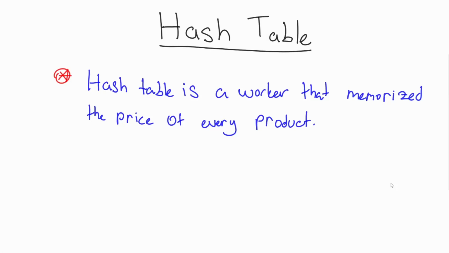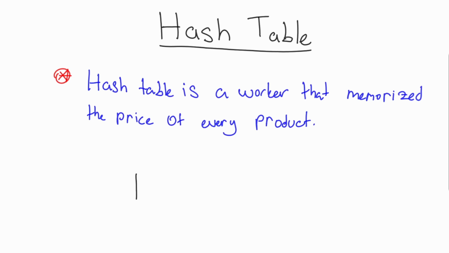Let's learn about hash tables. So you can think of a hash table as a worker that memorizes the price of every product. So you go to a grocery store and you want to buy something, you show it to the worker, and he knows the price of every product.